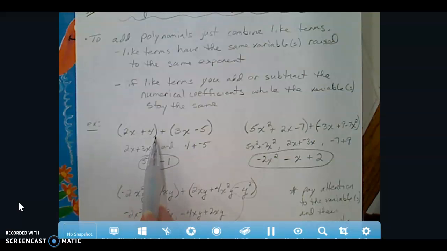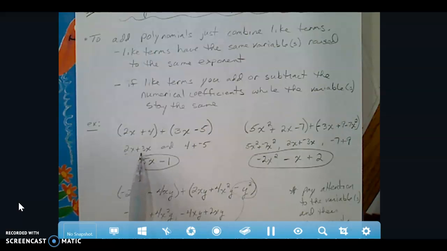It's just saying here's a polynomial and here's a polynomial. Add them together. This polynomial has two terms. One term is 2x, the other term is 4. And then this polynomial has two terms. One is 3x and the other one's a negative 5. There's an addition sign here in between, so it's saying we're just going to add like terms. So I'm taking 2x plus 3x. They both have an x to the first power. So I add their coefficients.